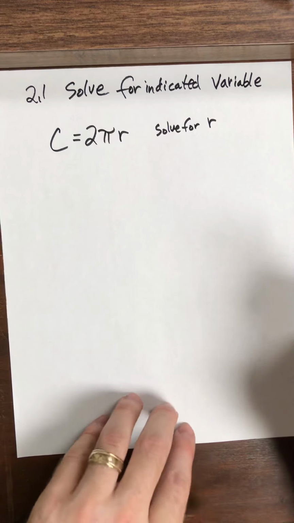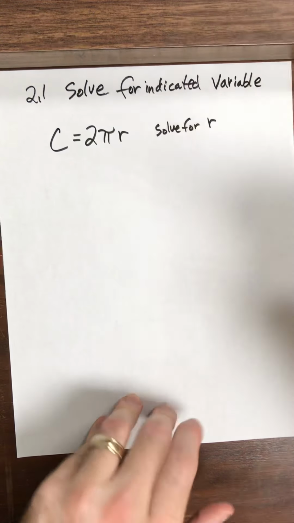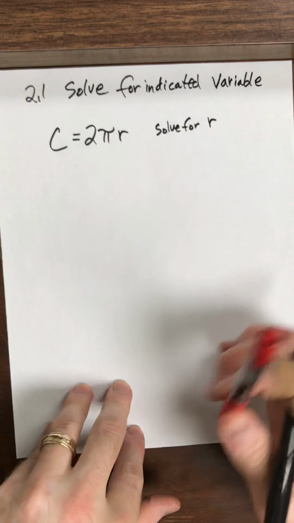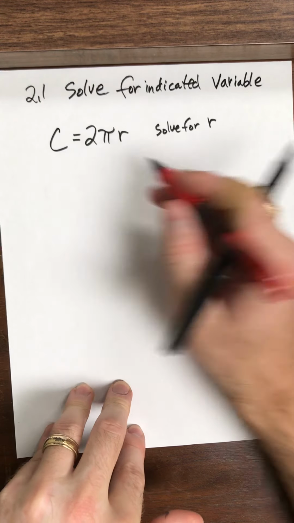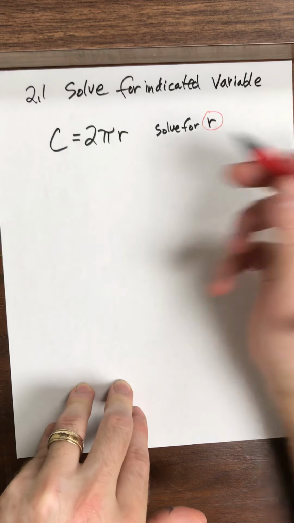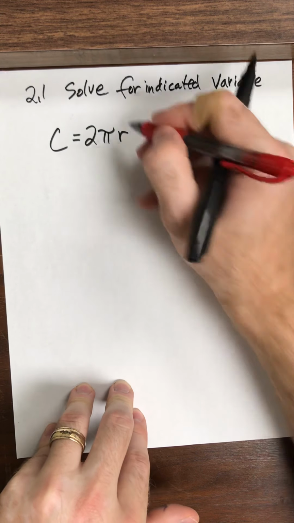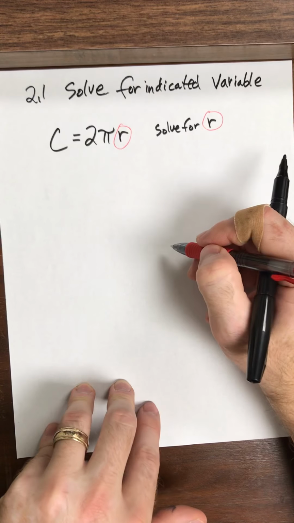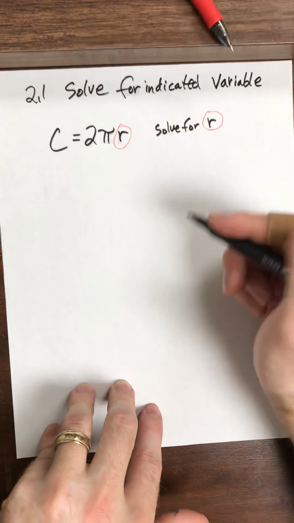Okay, so here we're just going to solve for the indicated variable. For this first problem, we've got the formula for the circumference of a circle. So I want to solve for r. What I do with these problems is circle what I'm trying to get by itself. Okay? So what do I notice?